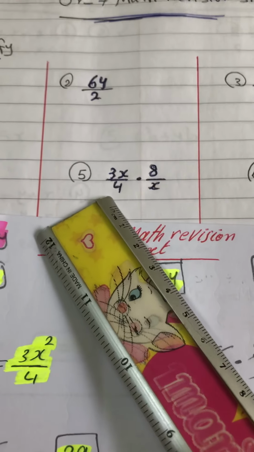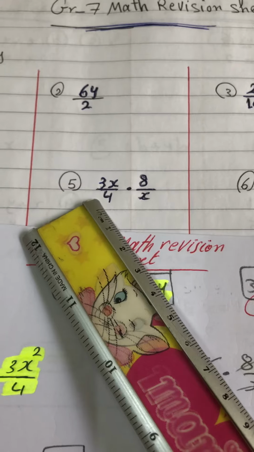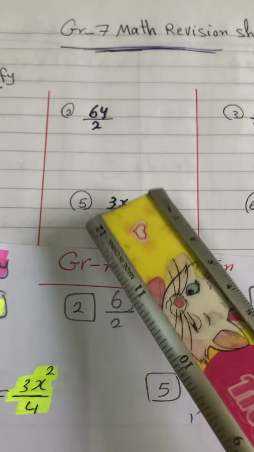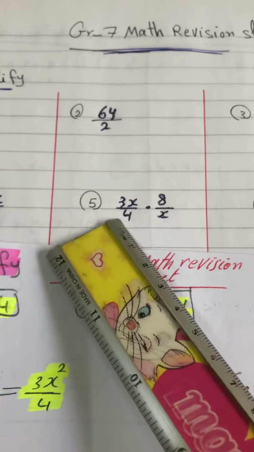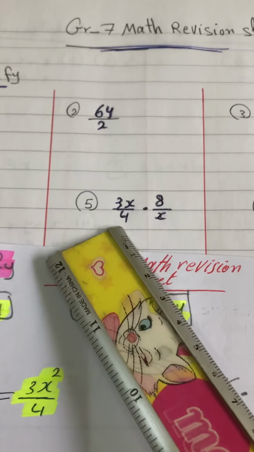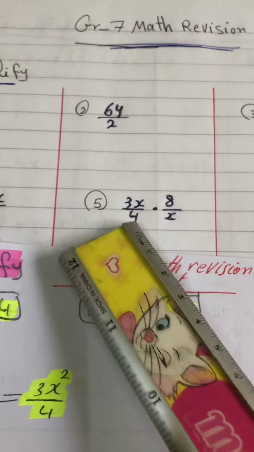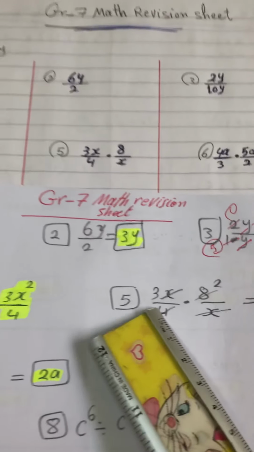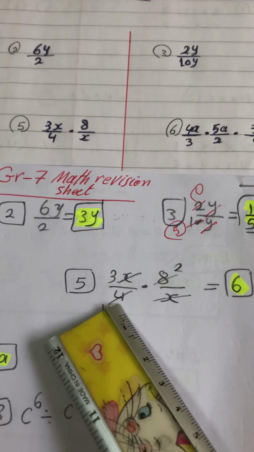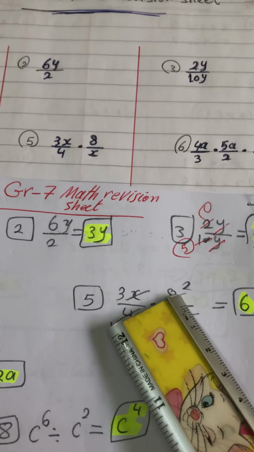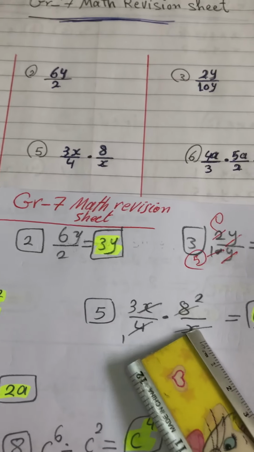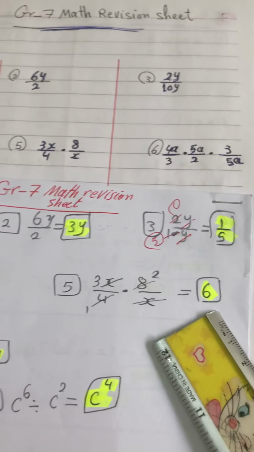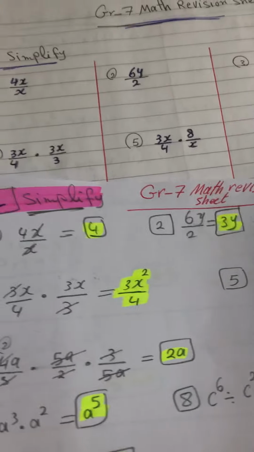Number 5, also multiplication. 5x over 4 multiply 8 over x. We can simplify also. Divided by 4 equals 1, divided by 4 equals 2. Cancel x with x. Okay, like this. It will be 5 times 2 up and just 1 down. So this is the answer.